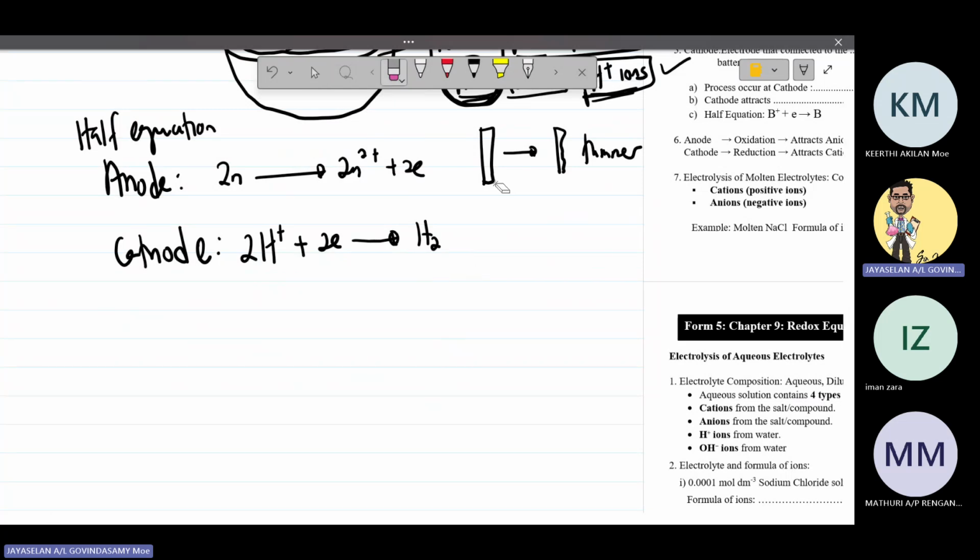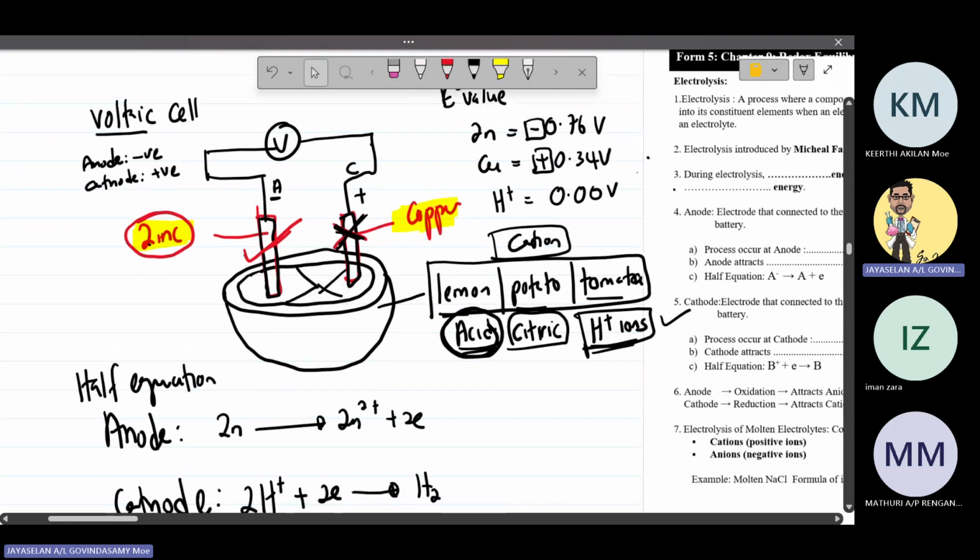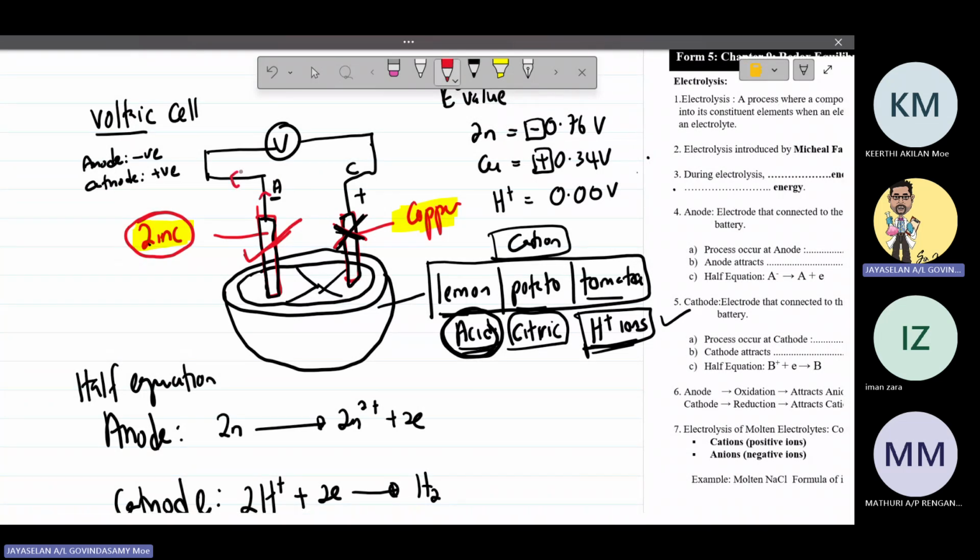Okay, after you finish this, if they ask you for the flow of electrons, from where to where, you take the pencil from the negative terminal, it goes to the positive terminal. This is the flow of electrons. Any question? You can do this, right?